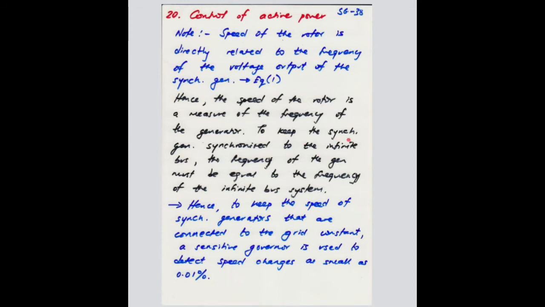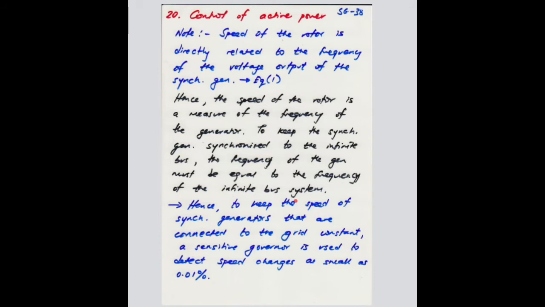So if you want to keep the synchronous generator synchronized to the system, as we discussed earlier, one of the main factors is we have to basically have the frequency of the output voltage of the generator be equal to the frequency of the infinite bus system. Okay, so those two frequencies must match, then basically your generator is synchronized with the infinite bus. So if you look at generating plants, basically they are equipped with a certain control system to keep the generator obviously synchronized with the infinite bus.